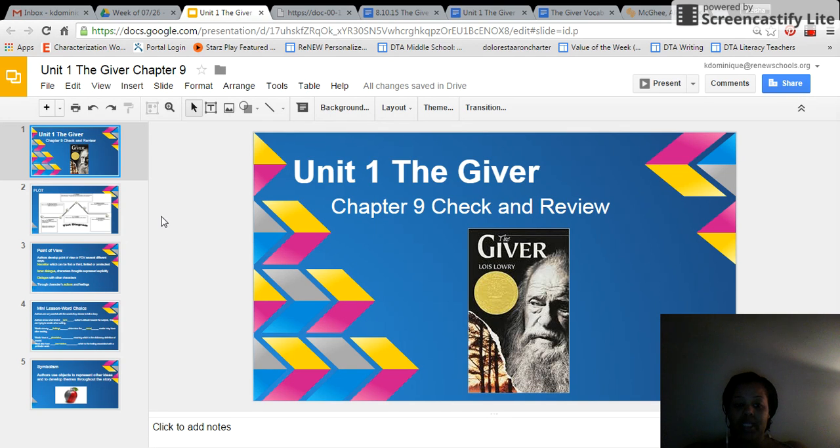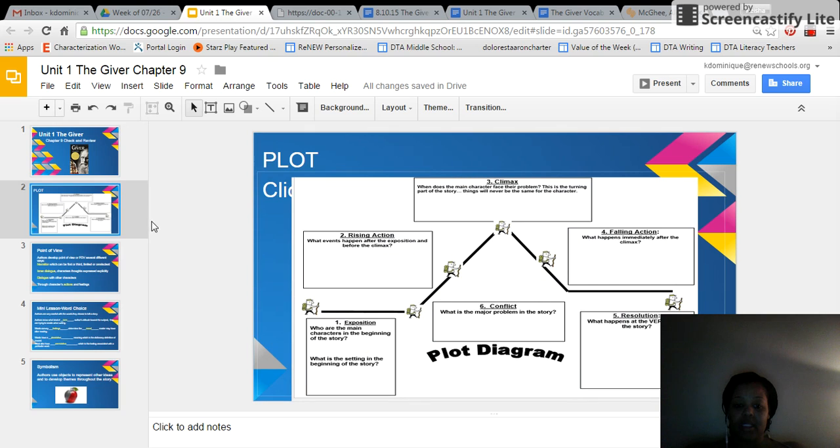Okay, so let's start with plot. This is the plot diagram. You could take about 30 seconds to look over the plot diagram, pause the video if you need to. Make sure you read the questions in each part of the plot diagram.